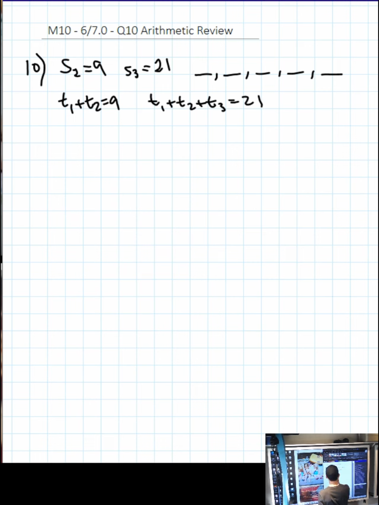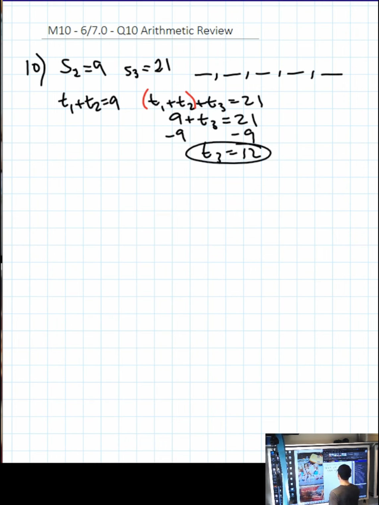Now we know T1 plus T2 is 9, therefore we can put 9 in for T1 plus T2. 9 plus T3 equals 21. We can then solve. Minus 9, minus 9, T3 therefore equals 21 minus 9 is 12. So now we have T3, T3 is 12.